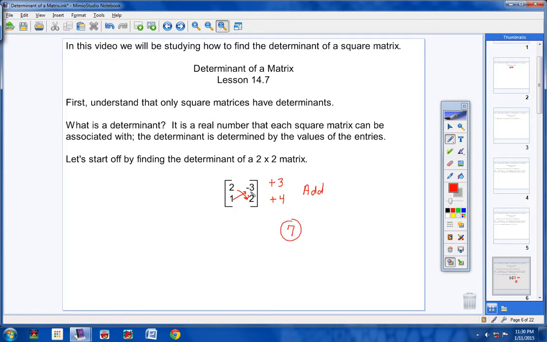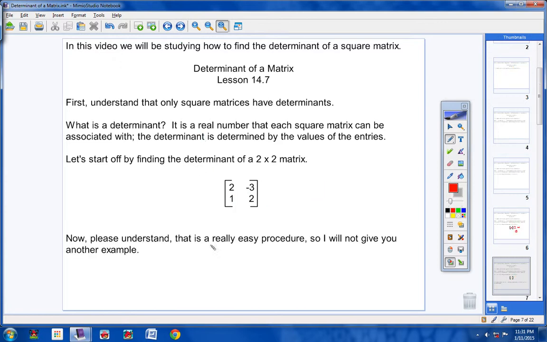So students, if you'll memorize multiply, multiply, and add, and don't forget to change the sign of the number when you're multiplying up, then this is really, really simple. So that's how you find the determinant of a 2x2. This is a really easy procedure, so I will not give you another example. You just need to practice it tonight in your homework. All right, moving on.